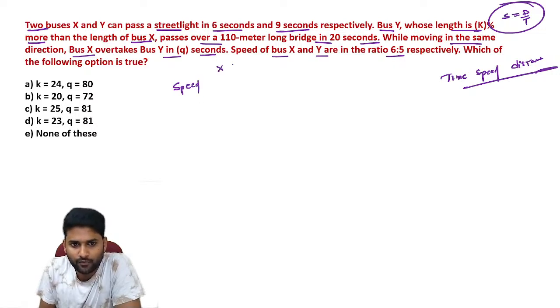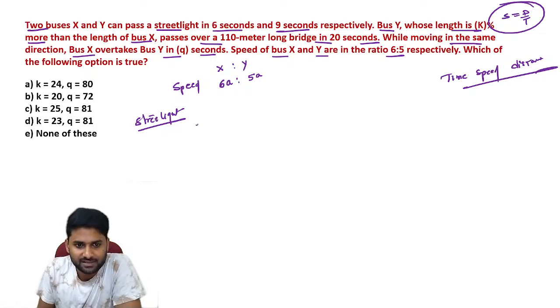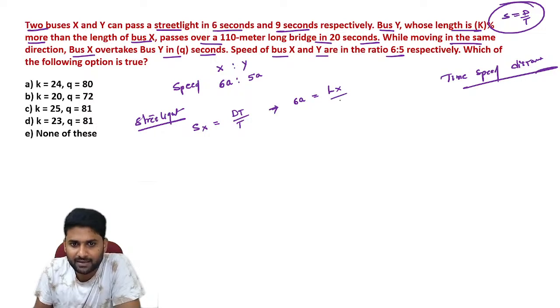Yeah, the speeds of X and Y, let us take them as 6a and 5a. We know the speeds. The first data says that it's all about the street light. They clearly mention that the speed of bus X is equal to the distance traveled by that particular street light in a specific time. Speed of bus X is 6a, and the distance is the length of bus X, divided by time, equal to 6.